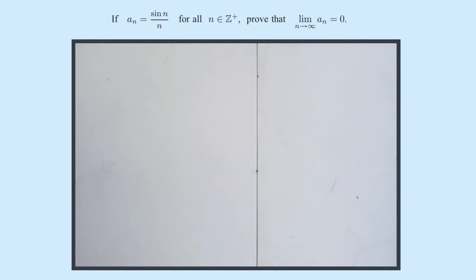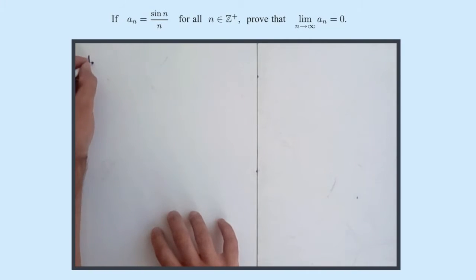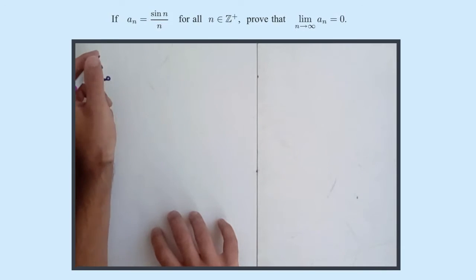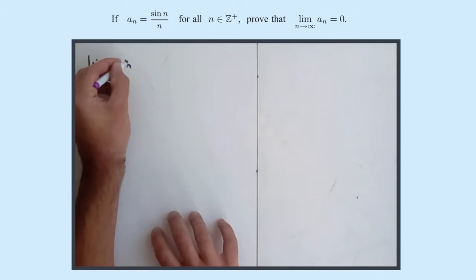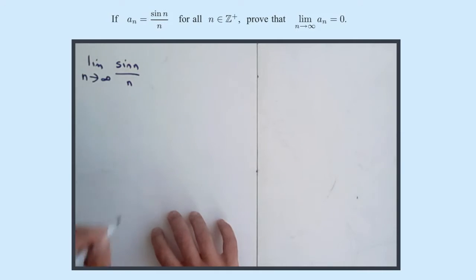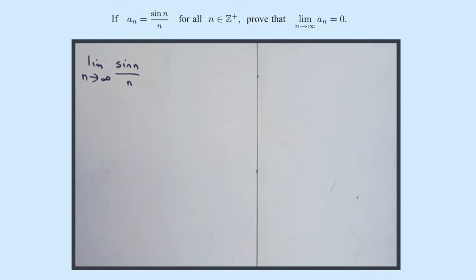Given a_n equals sine n over n for all positive integer n, prove that the limit as n approaches infinity of a_n equals 0. Okay, so we want to find the limit as n approaches infinity of sine n over n. Not to be confused with the limit as n approaches 0 of sine n over n, which would be the fundamental trigonometric limit, which would be 1.